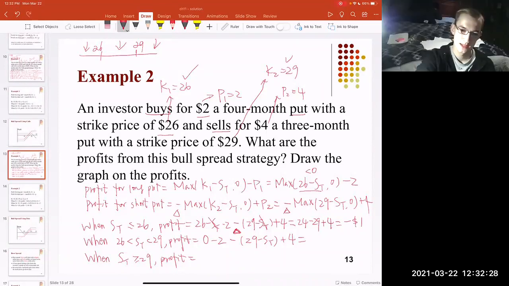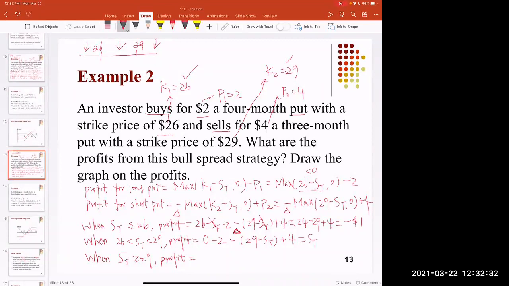The answer is ST minus 27. ST minus 27. Yes, you see the negative would become positive, right? So -2 minus 29, which is minus 31. Then 31 plus 4, so minus 27, right? Yes, that's correct.